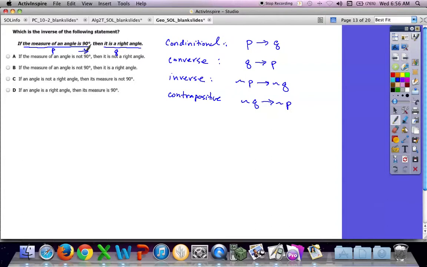So we would expect somewhere in these four statements to have not P, then not Q. If the measure of an angle is not 90 degrees, then it is not a right angle. It may be said exactly that way, or maybe it'll be something close to it. Let's look. Letter A. If the measure of an angle is not 90 degrees, then it is not a right angle. Okay, well, that's exactly what we were looking for.